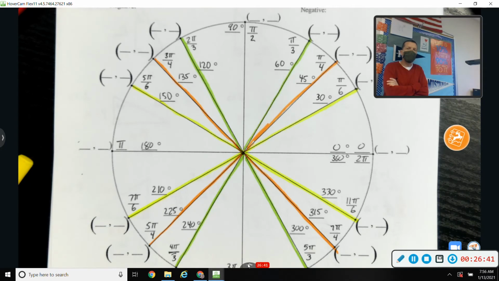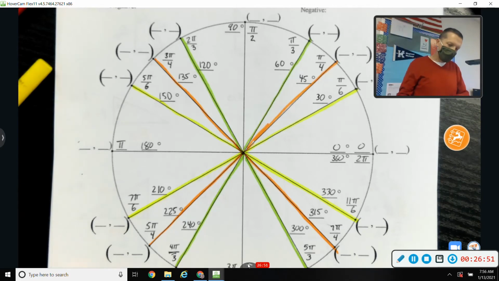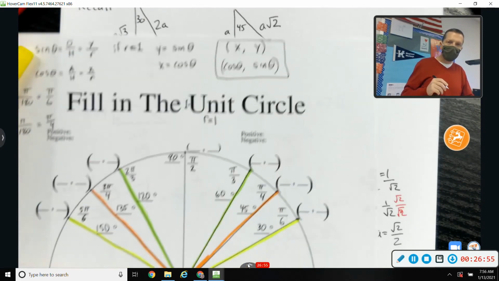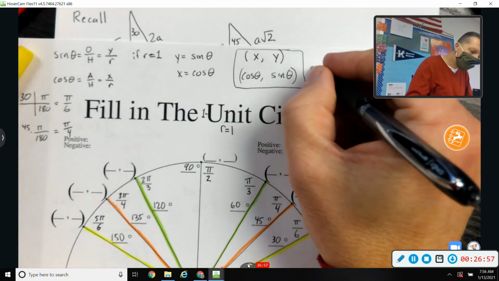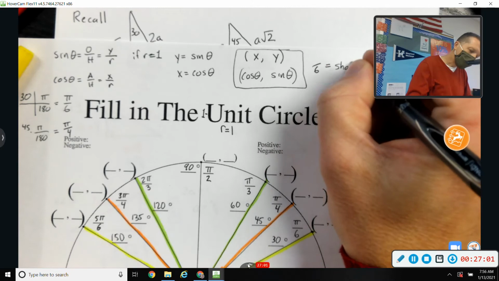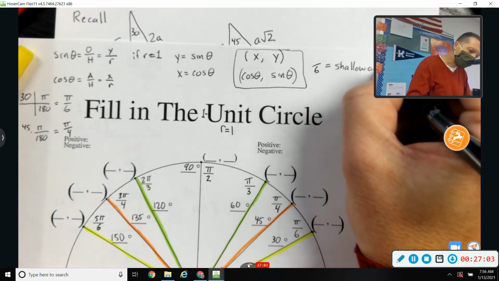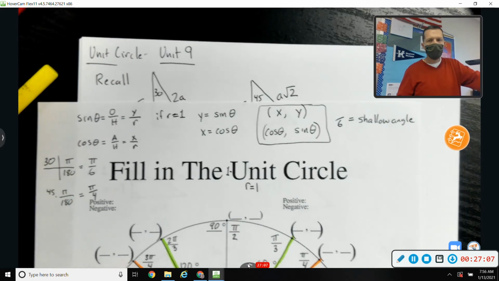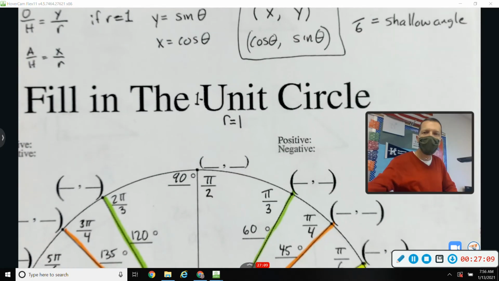I didn't say this earlier: all the 60s are all my green ones, all the over 3s are the steep angle in each quadrant. That's a lot of how we'll work this problem. So maybe back up toward the top. Over 6 is always the shallow angle in a quadrant. Over 6 is always the shallow angle.